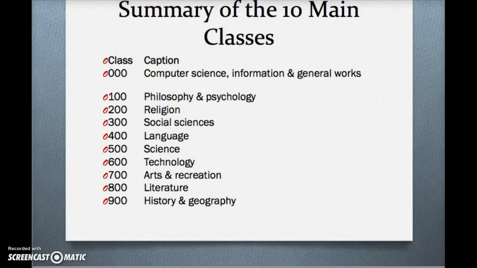Here we see the 10 main classes divided in the DDC, which still mirror the recognized academic divisions of Dewey's time. Those were general works, philosophy, theology, sociology, later became social sciences, philology, the study of written languages, natural science, useful arts, fine arts, literature, and history.